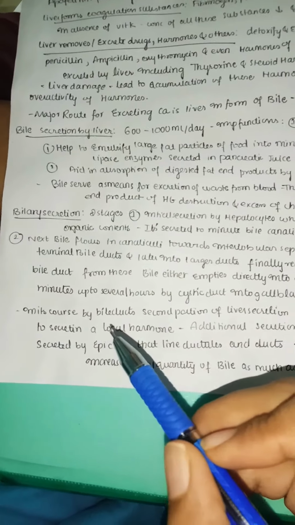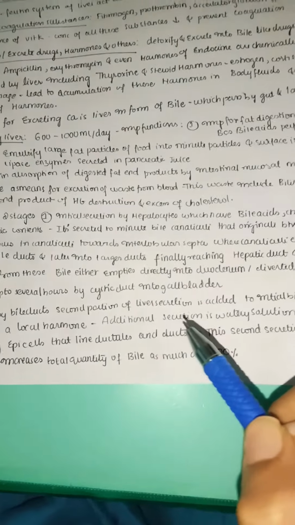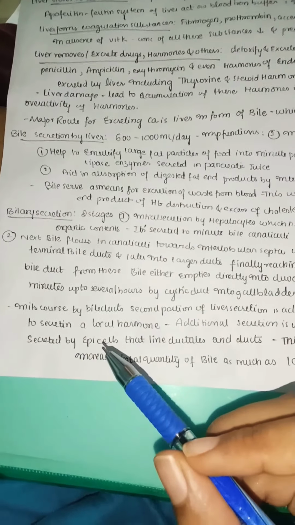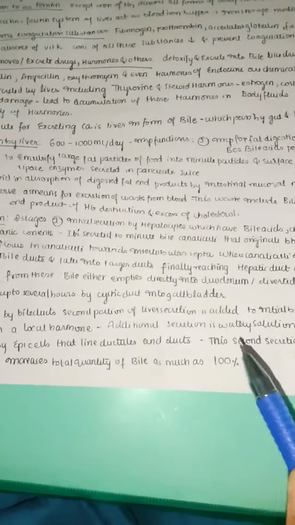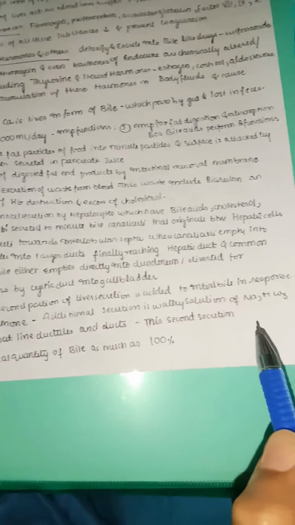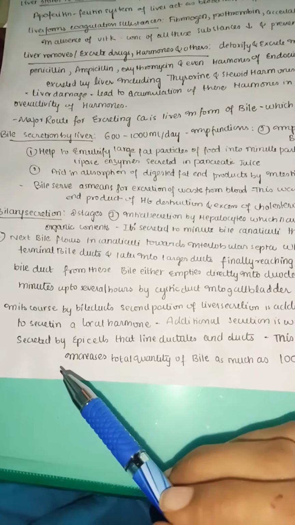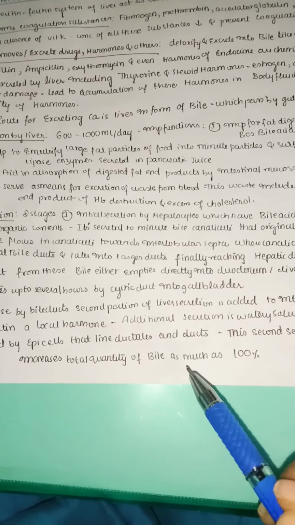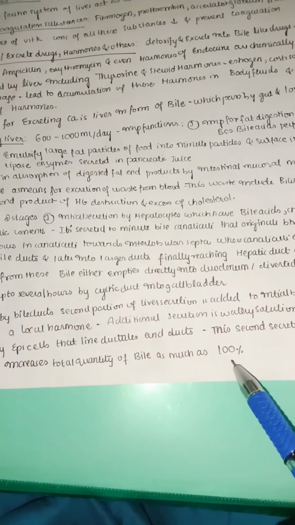So in its course by bile ducts, a second portion of liver secretion is added to the initial bile in response to secretin and local hormone. This additional secretion is a watery solution of sodium bicarbonate, which is secreted by epithelial cells that line ductules and ducts. So this second secretion increases total quantity of bile by as much as 100%.